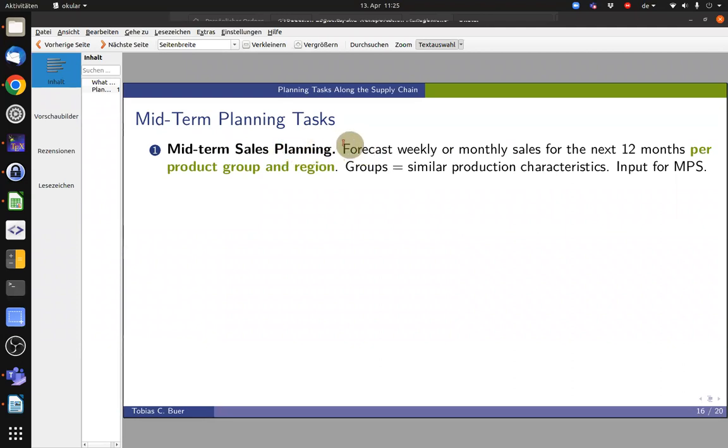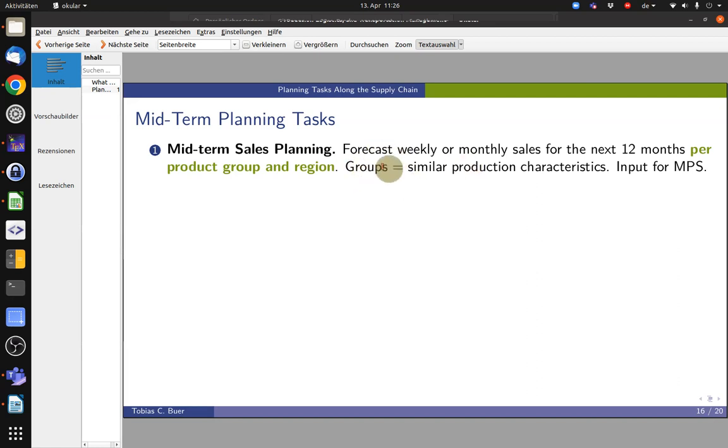The midterm sales planning is usually done for a couple of months, maybe 1 to 2 years. Here I wrote on the slides the next 12 months, and we have some forecast for every month of the next 12 months. The forecast is not for individual products, but for groups of products and sales regions. So for example, we try to forecast how many SUVs we will sell in the Middle East sales region, how many electric vehicles we will sell in the North American region.